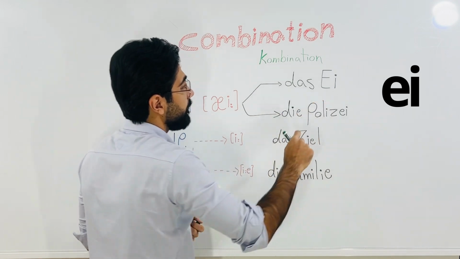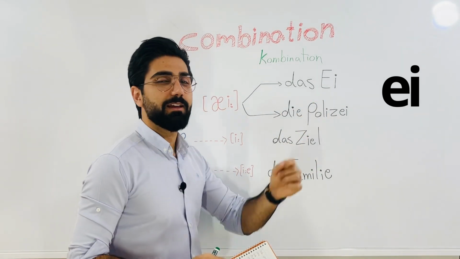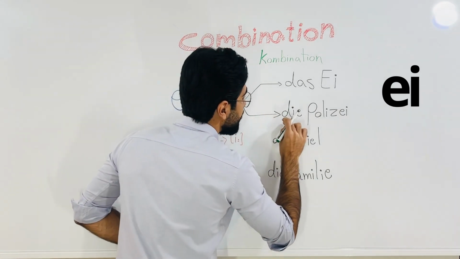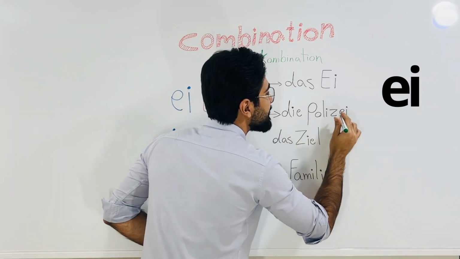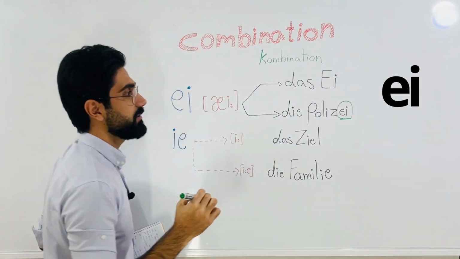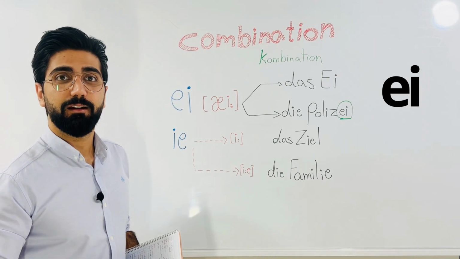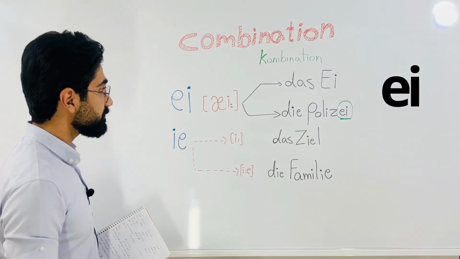And for the second one, please pause the video and try to pronounce this word. Die Polizei. Here is our combination. Die Polizei. That means police.